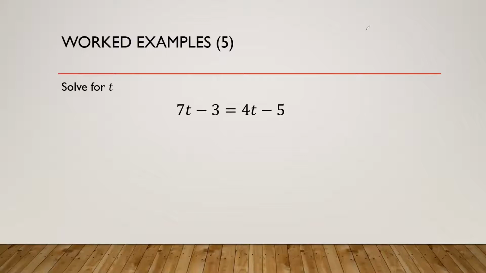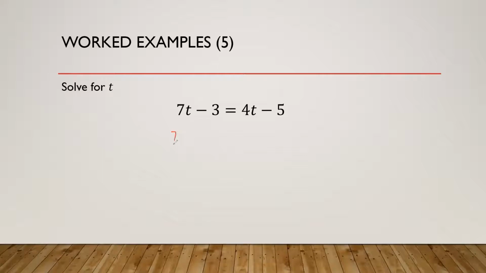All right, so 7t is already on the left-hand side. So we take 4t, we move it to the left-hand side, and then minus 3 goes to the right-hand side, to separate these variables. All right, let's go ahead and do that.